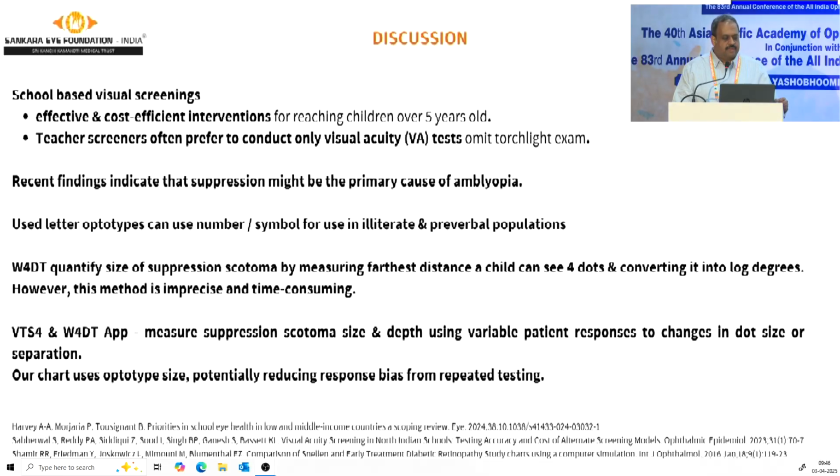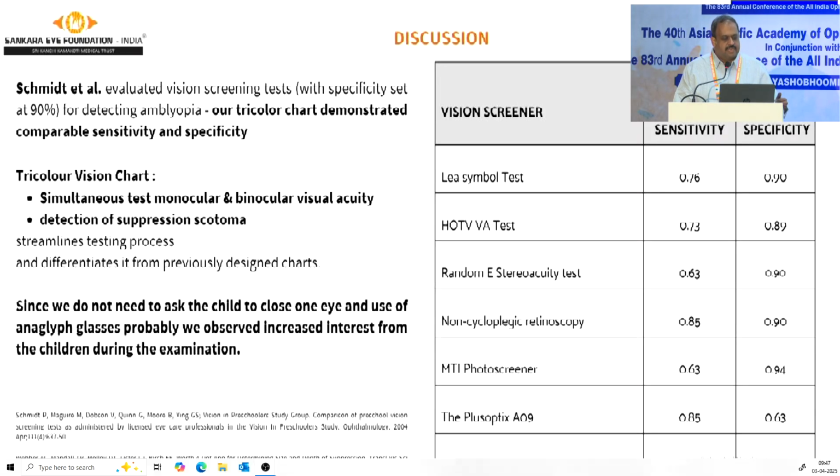We did look at the Worth 4 dot test. We can quantify it in clinic based on the size it sees and then converting it to log degrees. But this is very imprecise and time consuming and subjective. There is technology available in terms of apps. But again, they repeatedly give the same stimulus to the child, changing the size. And again, there can be some amount of bias when children report it. Our results were very similar to detecting amblyopia as reported by Schmidt et al.